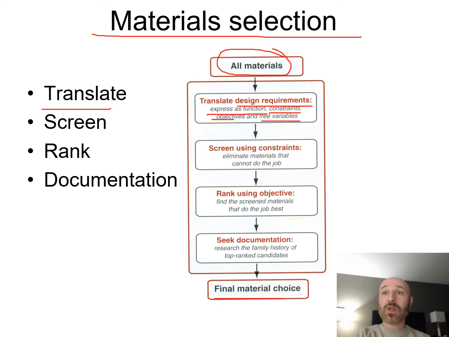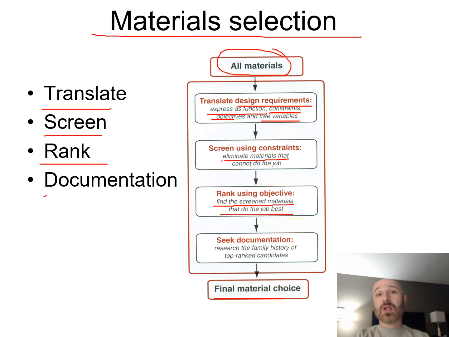Now, once you've translated the design requirements and identified your constraints, you can screen using them. Then you can eliminate materials that cannot do the job. So you say, okay, I definitely can't use wood. I can't use plastic. I can't use anything that has magnetic properties like that. So you can eliminate materials right off the top and narrow down your search. Then once you narrow down your search, you want to rank the remaining ones. Find the three materials that do the best job and rank them.